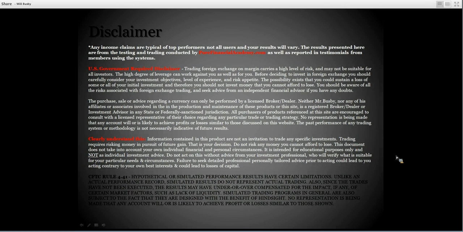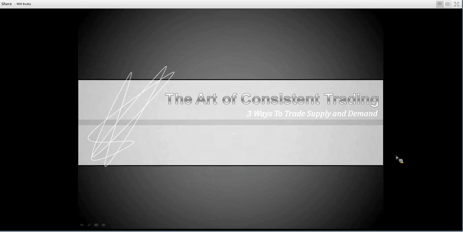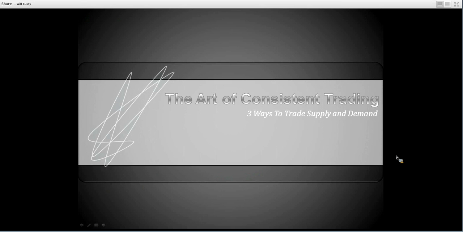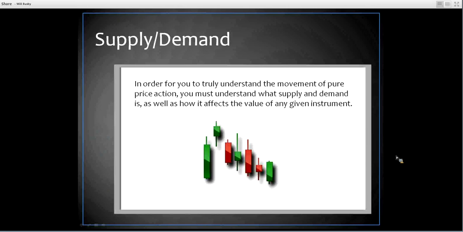As I stated, we are going to talk about 3 ways to trade supply and demand. So what is supply and demand? In order to truly understand the movement of price and literal price action, it doesn't matter the market, doesn't matter the time frame, it's imperative that you understand what supply and demand is.